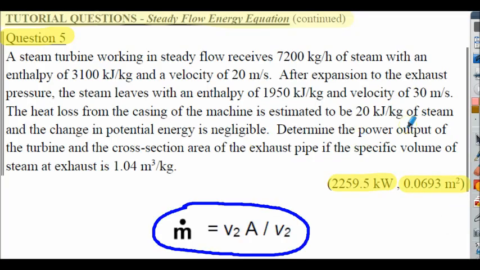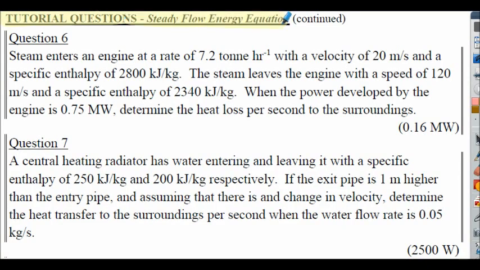As a hint to help you find the cross-sectional area of the exhaust pipe, you'll need to use this equation and rearrange for A. Note in the equation V2 is the output mean velocity, the italic V2 is the output specific volume. Tutorial questions continued. And here's question 6, question 7, answer stated in the brackets.